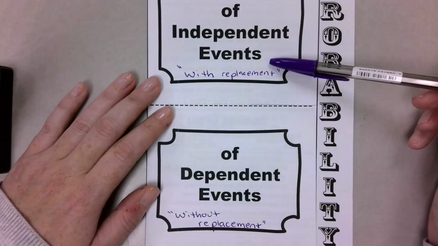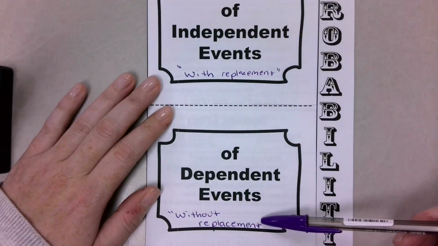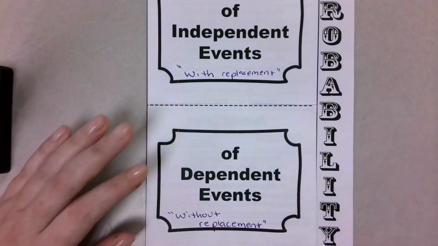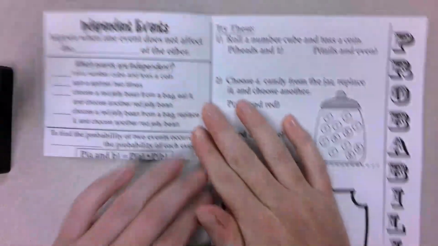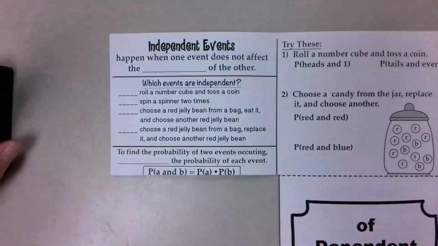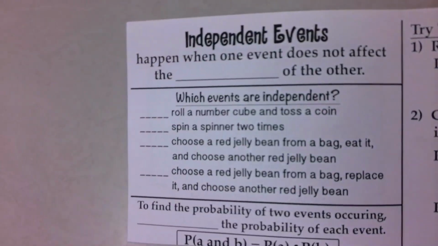So here we're picking something and we're putting it back. And here we're taking something and we're keeping it. Very big difference in what it does to our probabilities. Let's go ahead and open up our top flap to discover what it does for us. Here in independent events, we'll investigate the left-hand side first, and then we'll move to the right.